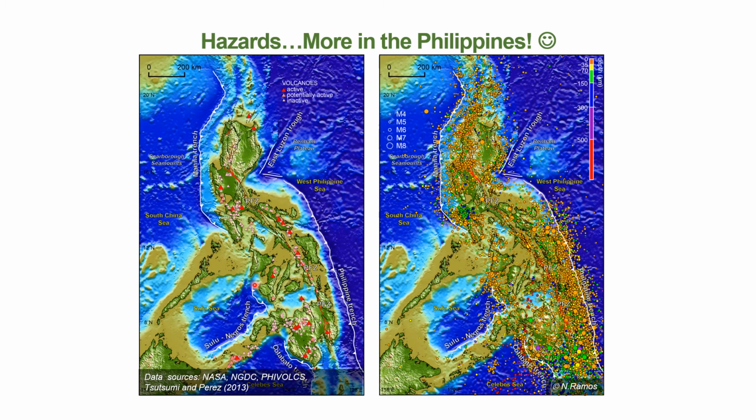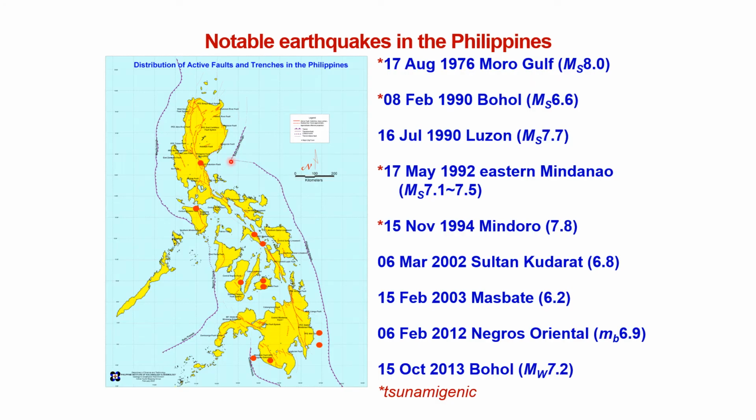And like we have previously discussed numerous times, in the Philippines, we have a lot of earthquakes and a lot of hazards, and these are the plots of the volcanoes, and these are the plots of the earthquakes. And of course, in terms of earthquake record, marami tayong maipagyayabang because marami tayong mga high magnitude earthquakes as well. So we have the 1976 Moro Gulf earthquake, which is the magnitude 8 earthquake, 1990 Bohol, 1990 Luzon, and 1992 Mindanao, 1994 Mindoro, 2002 Sultan Kudarat, and some fairly recent, 2012 Negros, 2013 Bohol, 2019 Luzon.